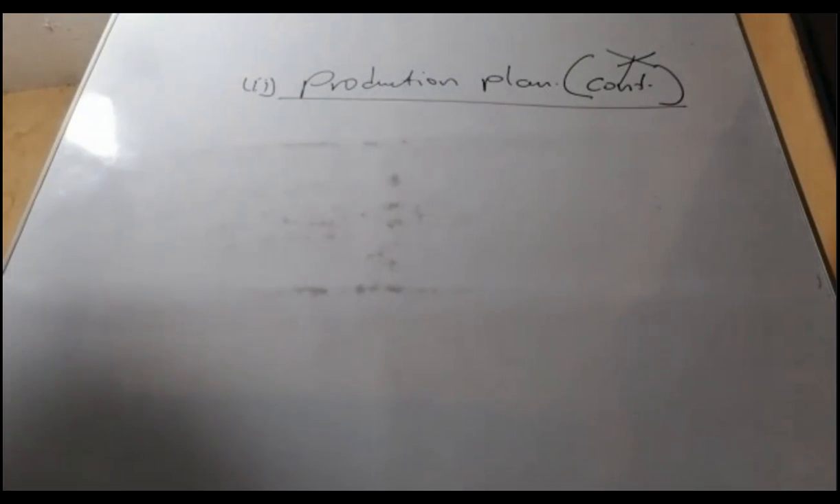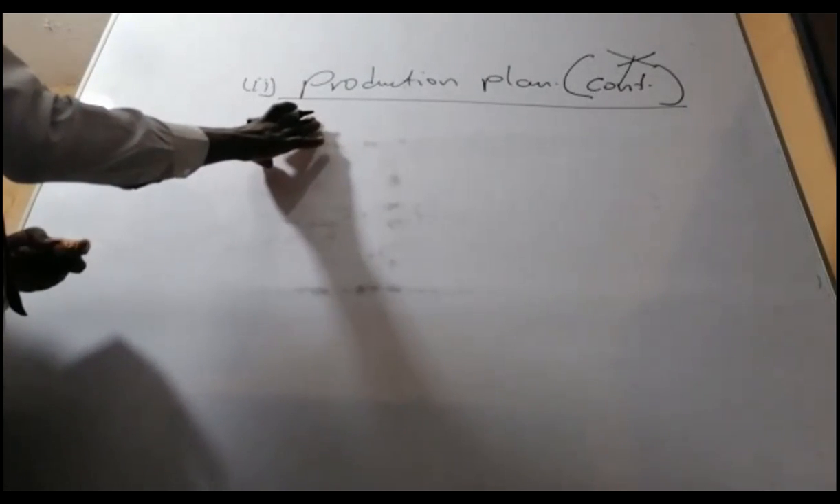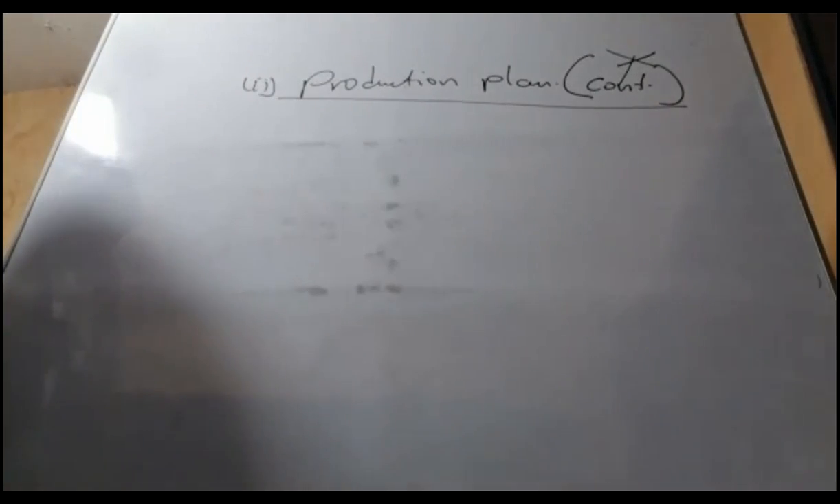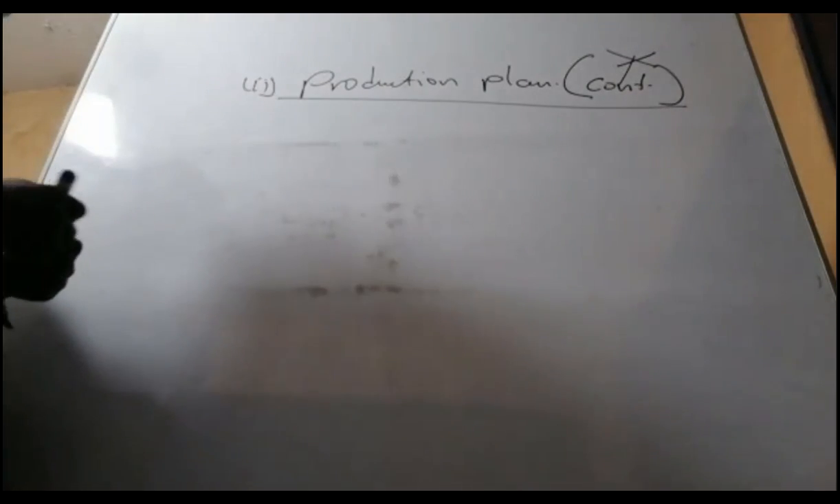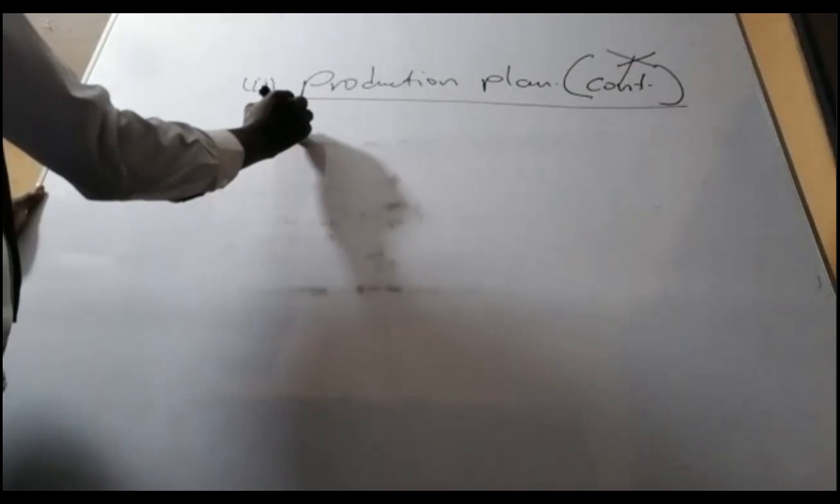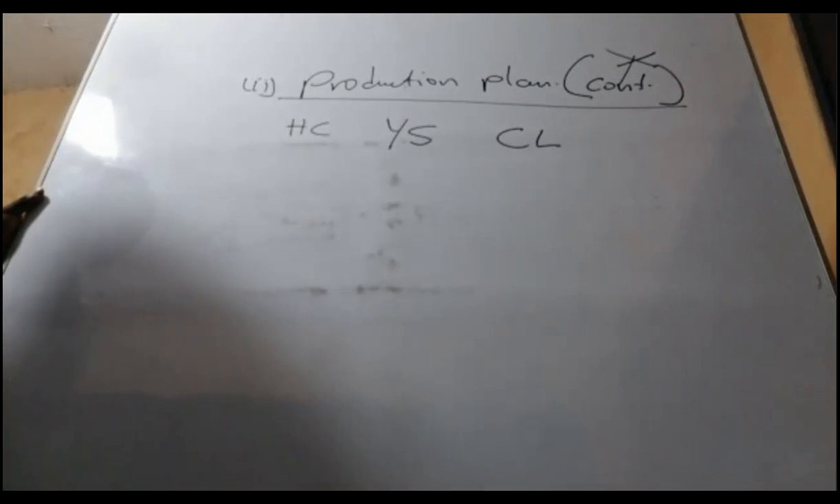Good. Now let's see. So what are the products? So let's look at the products. Here, you don't need to repeat the limiting factor because you have been asked to calculate for it, so there's no need for you to repeat it again. And I will mark it because we've done it already. Great. Now what are the products? The products are HC, YS, and then CL. These are the products.